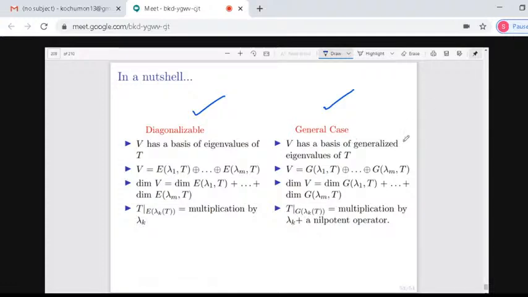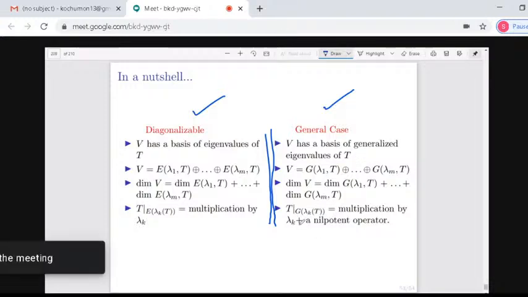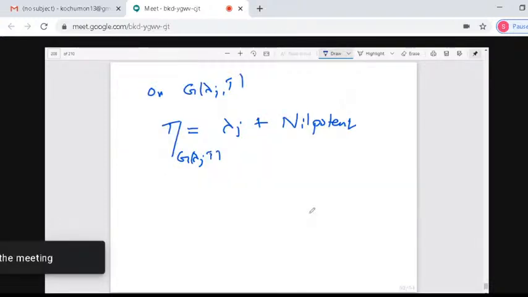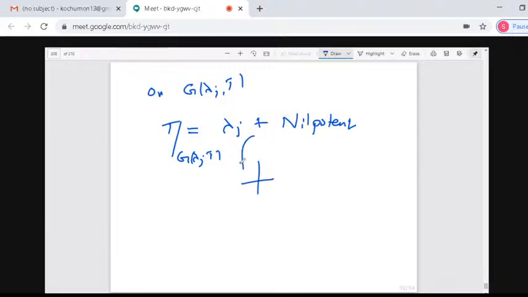So maybe I will stop here. You should understand all these things before attending tomorrow's lecture, because you are going to heavily use this. Now the thing is, you see, the matrix of T, as I said, is nothing but this lambda j plus nilpotent in each of the blocks. Here you have lambda j plus a nilpotent part. In each of the next blocks also you have the same thing.